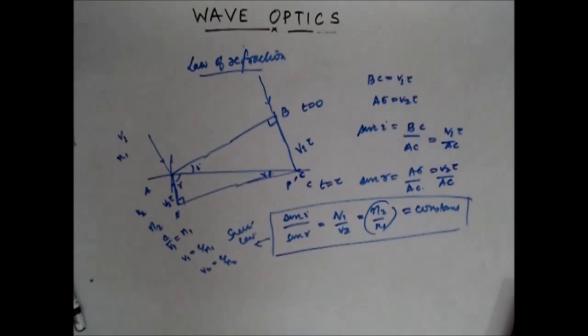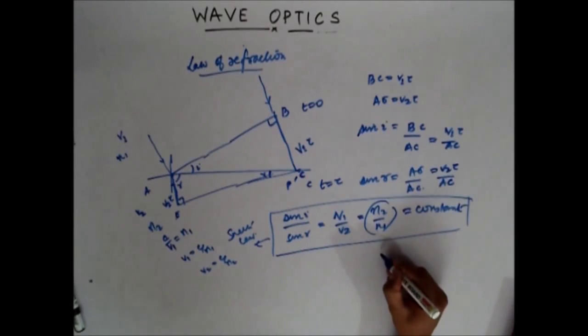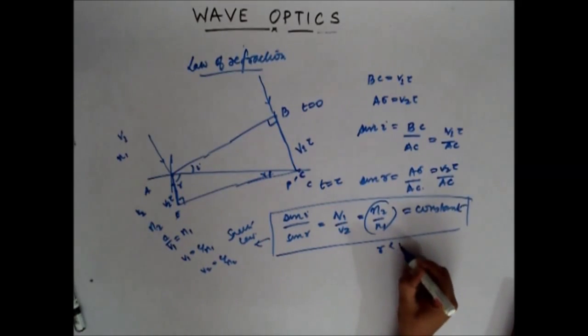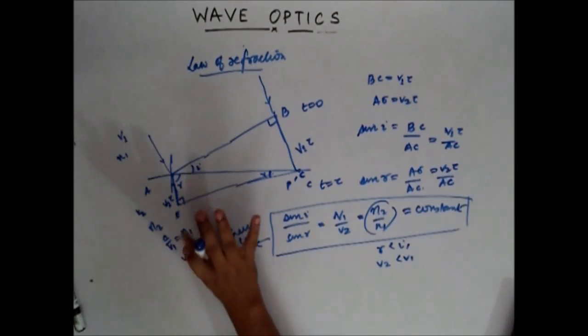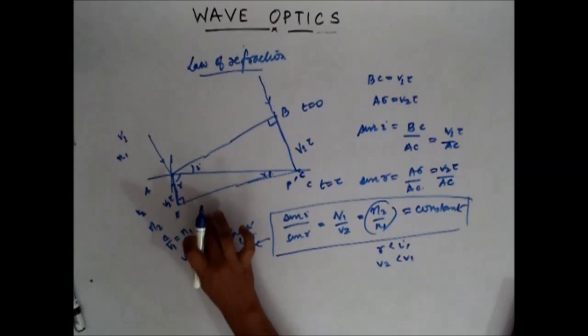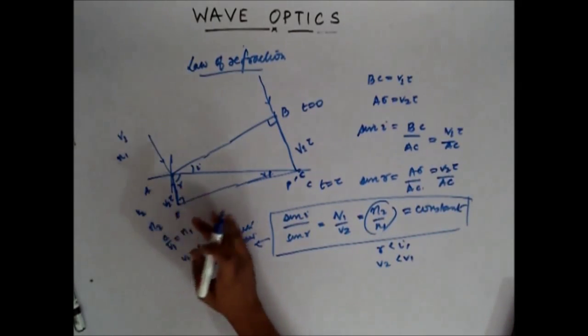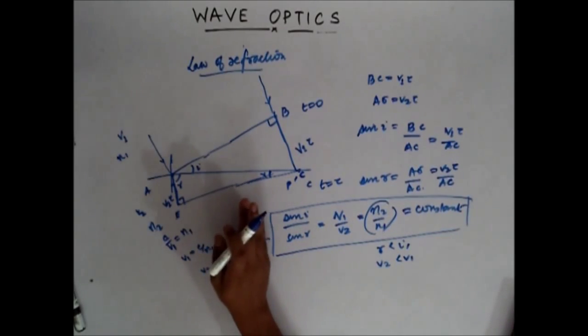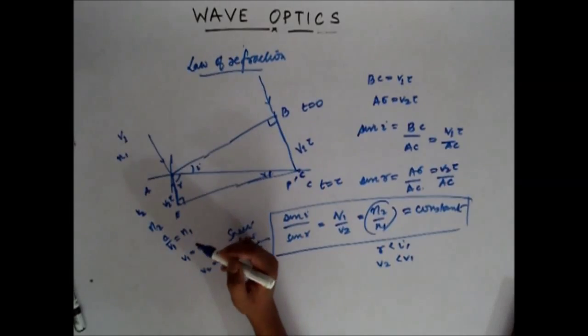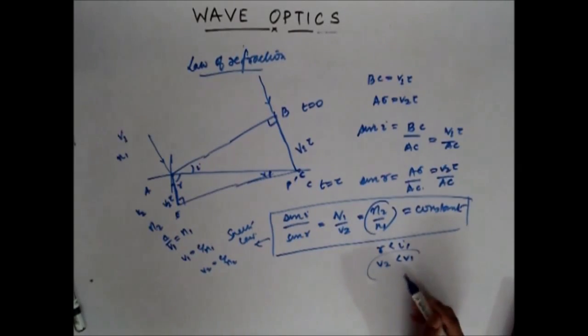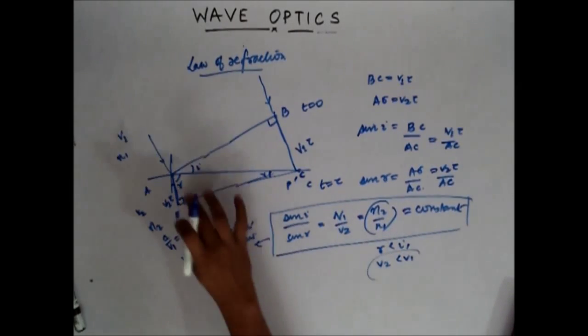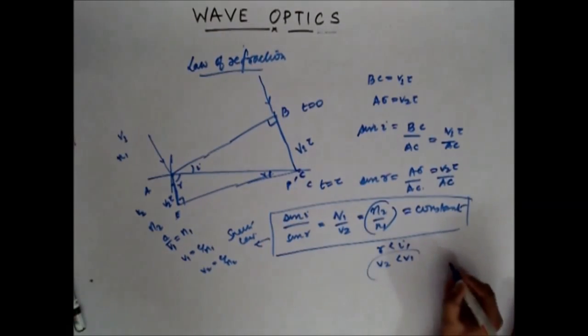You can also see that if the angle of refraction r is less than the angle of incidence, that means v2 is less than v1. That means if this is the denser medium, then the angle of refraction is less, and the speed in a denser medium is less than the speed in the rarer medium, which is in contradiction with what was proposed in the particle theory of light.